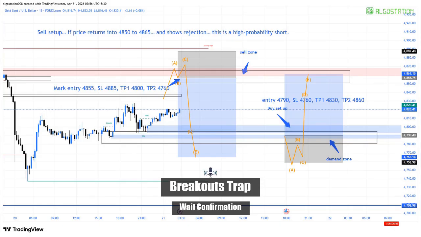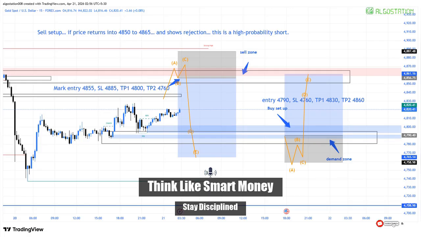And remember, most breakouts are traps. Wait for confirmation, not emotion. This is how institutions move the market, and now we know how to read it.